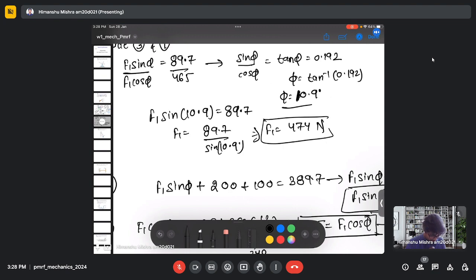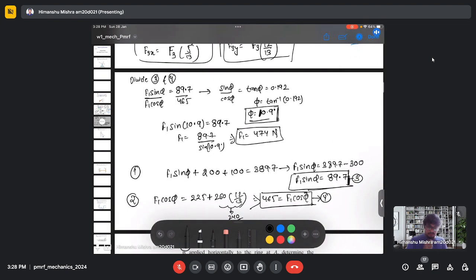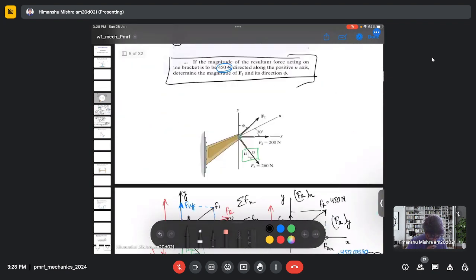And this will be your answer. So just to recap, we have given a system where multiple forces are acting, and these forces are concurrent in nature because they are acting at a single point. And now it is said that there is a resultant force acting along the u axis, here Fr, and we need to identify F1 and this angle phi.